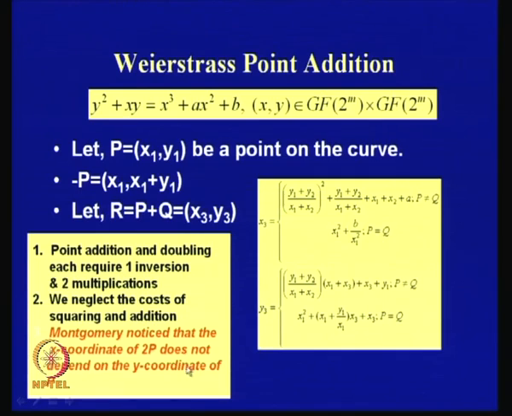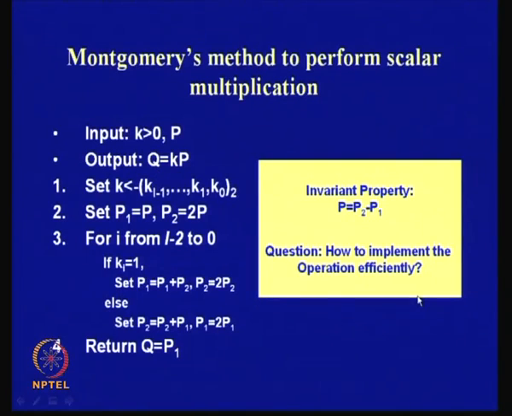Now, the first interesting thing Montgomery noticed is that the x coordinate of 2P does not depend on the y coordinate of P. When P equals Q, that is, when you are doing the doubling operation, the x coordinate of the output does not depend upon the y coordinate. It does not depend upon y1; it is only a function of x1. This was a very important observation, based upon which Montgomery developed a faster method to perform the scalar multiplication.